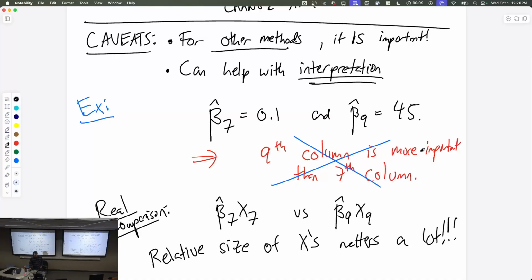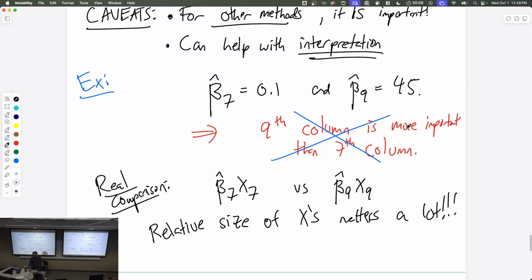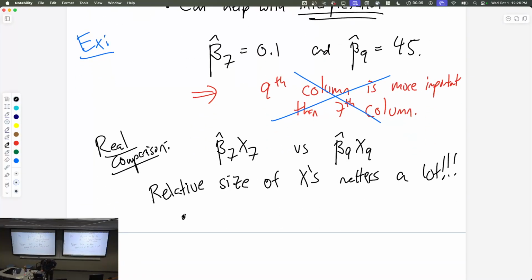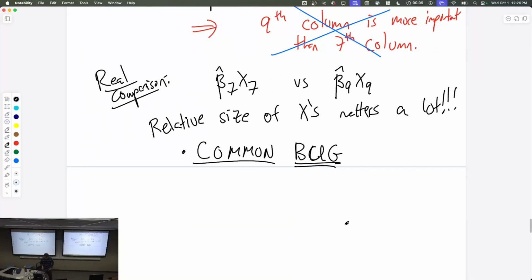Okay. So it can help with interpretation, and in other models, it's very important. I will also tell you this is a common bug. So standardizing and normalizing creates a common bug. Here is the common bug. What people do is they take their training set, the train set, and they normalize it.